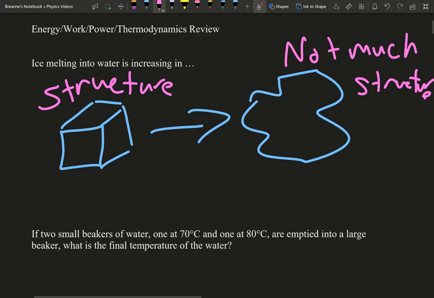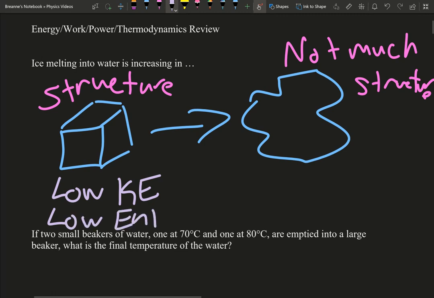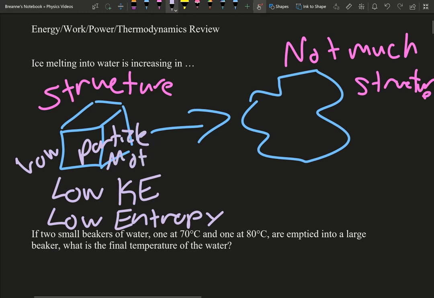So a couple of things to think about. Here is low kinetic energy. It's low entropy. And it's also low particle movement. Because when you have the ice cube, yes, the particles are moving, but they're just basically staying stationary, just sitting there vibrating. That's all they can do.